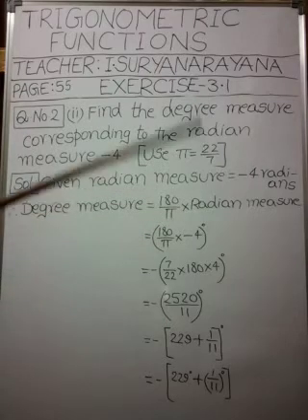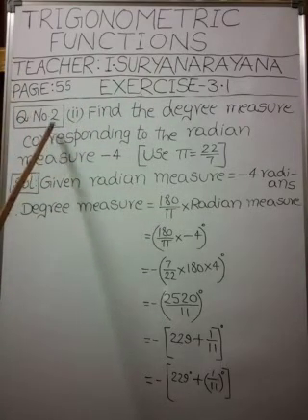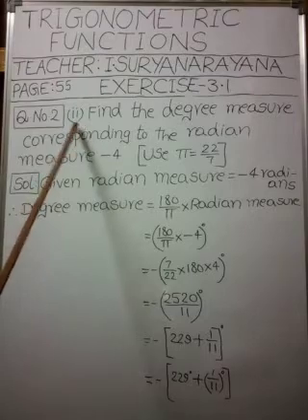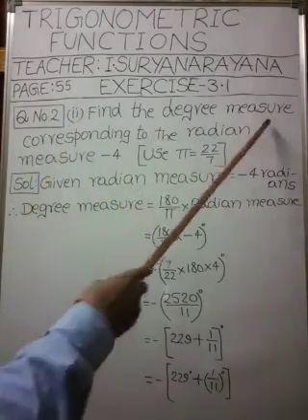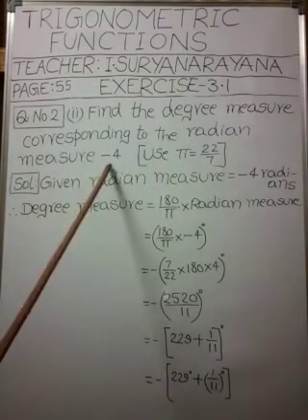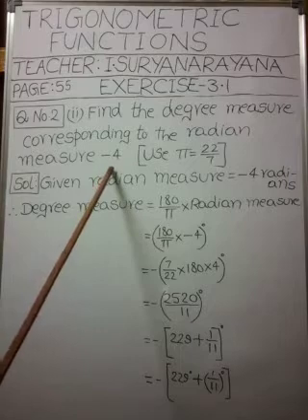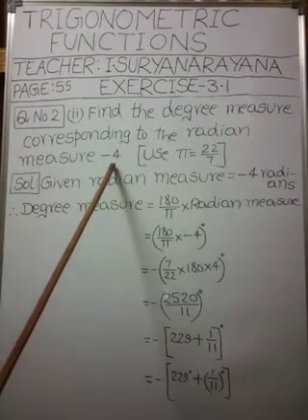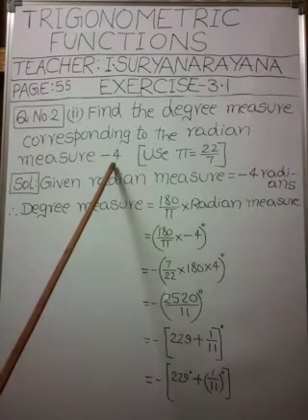Now come to Roman number 2, second question. Find the degree measure corresponding to the radian measure minus 4. Here the angle is given in radian measure. What is the measurement of the angle? Minus 4 radians.